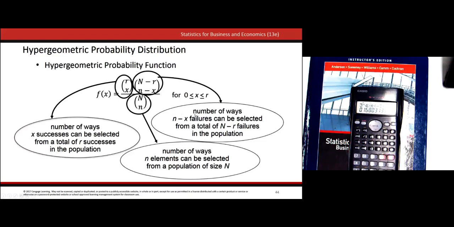Now in the population, if we have r successes, the other N minus r are the failures. So in the sample, if we have x successes, the other n minus x are the failures. So this gives the number of ways n minus x failures can be selected from a total of N minus r failures in the population. And this is the total number of ways n elements can be selected from a population of size N.